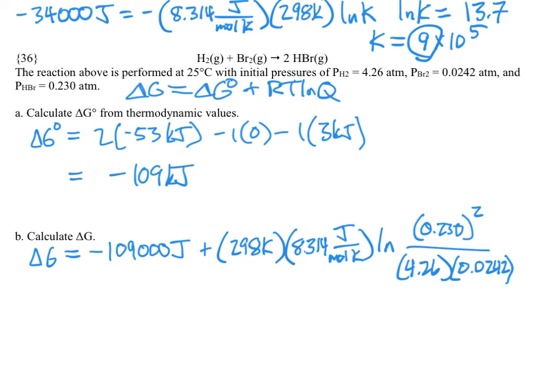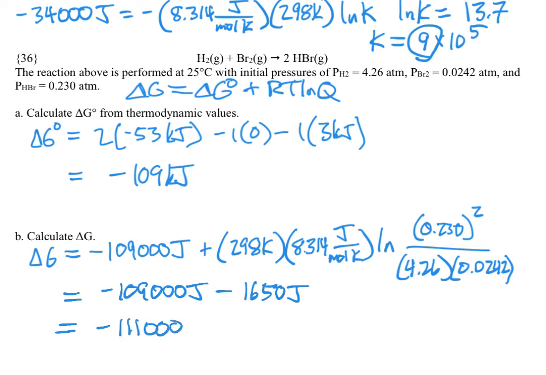Okay, if you go ahead and crunch some numbers here, what you will see now is that the delta G is going to be equal to negative 109,000 joules, and we're going to subtract from this. Everything in the back end of this turns out to be negative, and it's 1,650 joules. And so our final answer here is negative 111,000 joules, better known as negative 111 kilojoules.